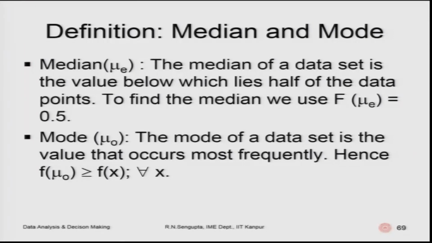While the mode is the value of a data set that occurs the most frequently, the maximum number of times. Hence, the mode is found for the value for which the frequency, relative frequency or probability is the highest. So, small f of mu naught. The mode is denoted by mu with the suffix naught. Small f of mu naught should always be greater than or equal to the f of the x values on the left or the right.